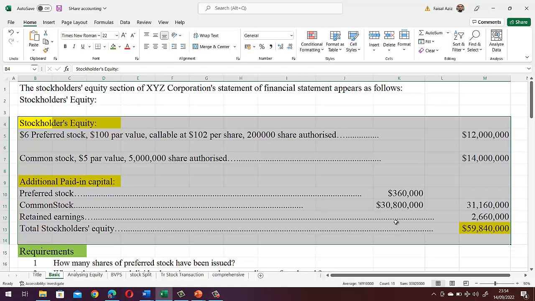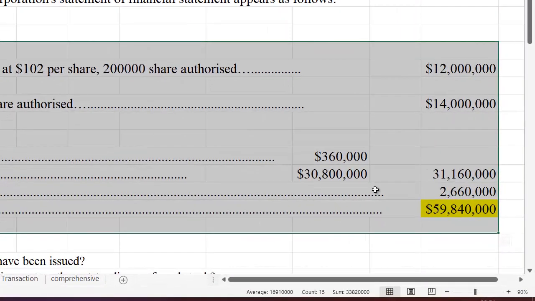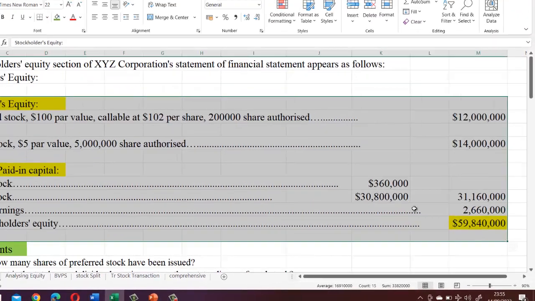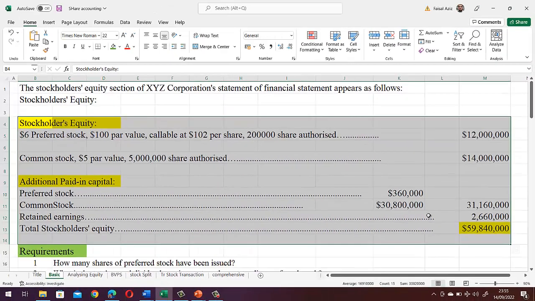Then comes the retained earnings. Retained earnings means that over a period of time, when a company makes a profit, it will distribute part of it, and the rest of the profit it will keep with itself for its future requirements. Over time, this profit which the company has retained will grow and accumulate. That retained portion of the profit is called retained earnings.